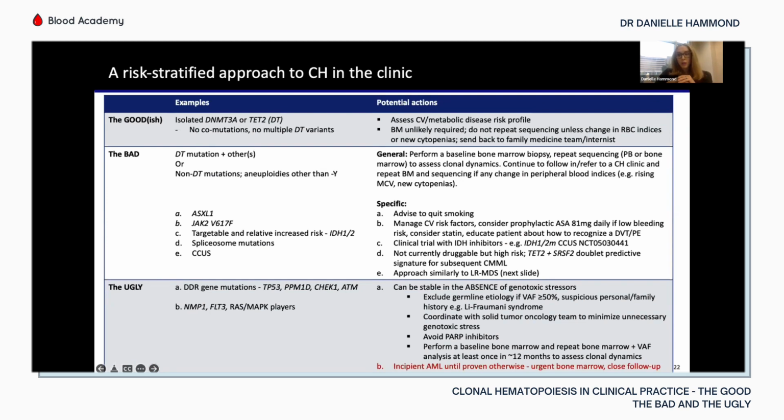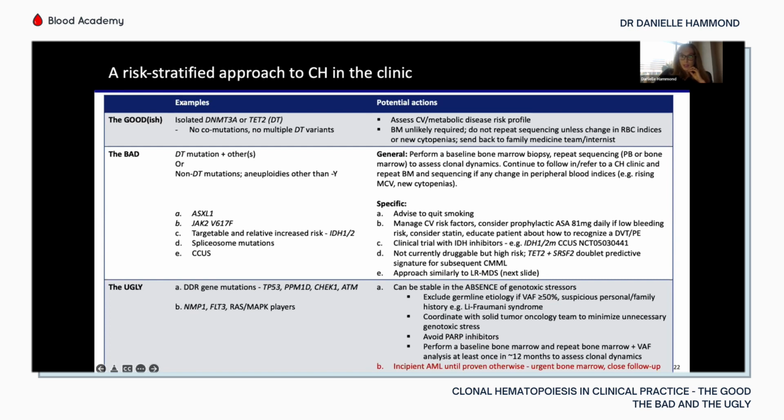So what I call the quote unquote good-ish clonal hematopoiesis is that where the VAFs are relatively low, and these are isolated mutations in the epigenetic regulators DNMT3A or TET2. And in here, really the greatest risk for most patients in this situation is that of associated cardiometabolic disease and its acceleration from the underlying clonal hematopoiesis. So for most of these patients, I think the most important thing is that you closely scrutinize their traditional cardiovascular risk factors and try to modify what you can.